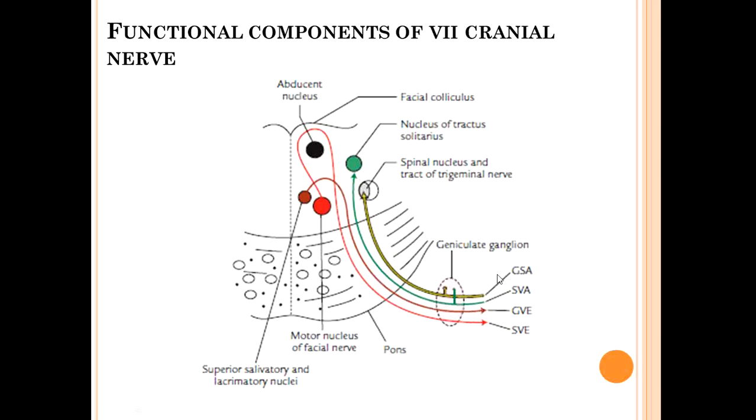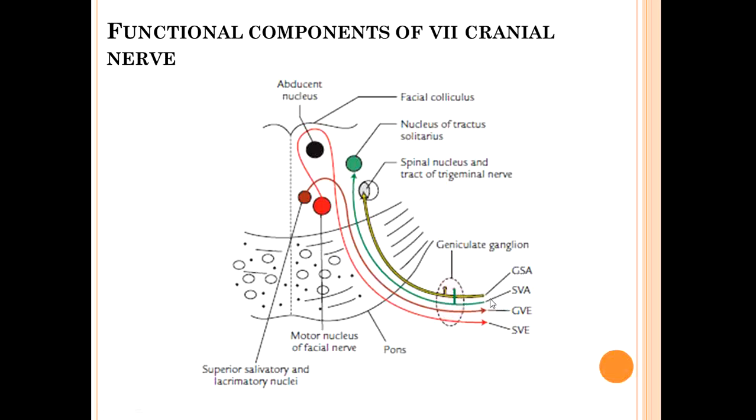Okay, so you can see here this one is the motor, the fibers are coming from the motor nucleus. So these are special visceral efferent. These fibers are coming from the superior salivatory and lacrimatory nucleus. This maroon color, that is general visceral efferent. And these two fibers are afferent, that is general somatic afferent and special visceral afferent. They are going to reach the geniculate ganglion.